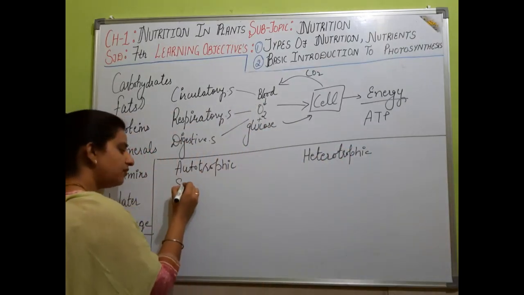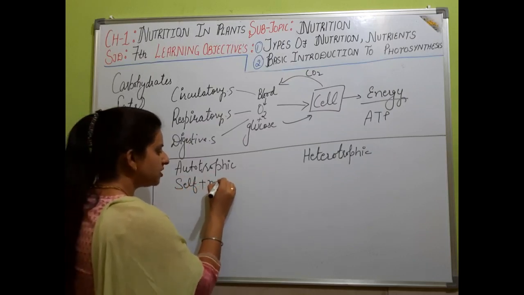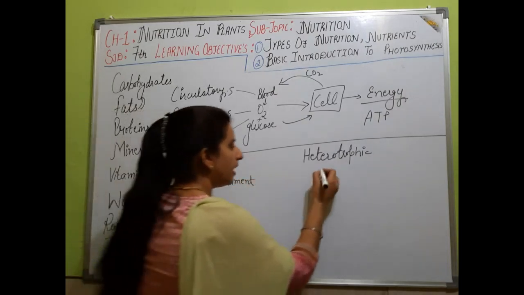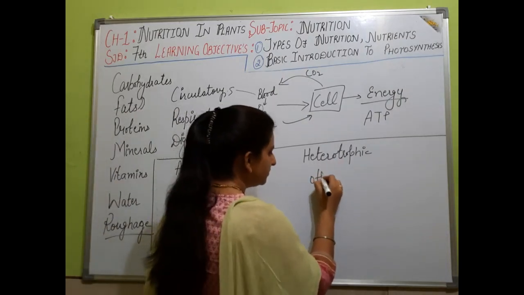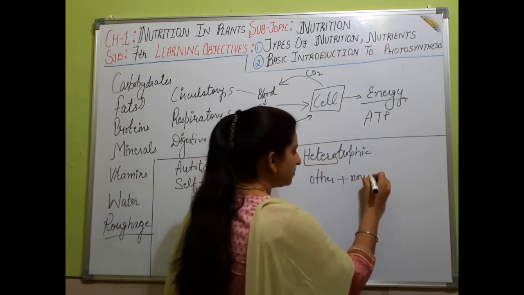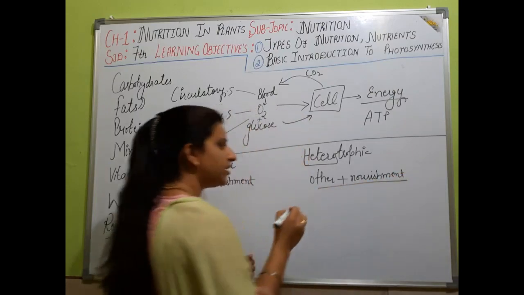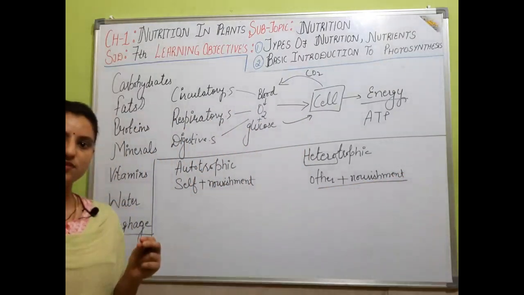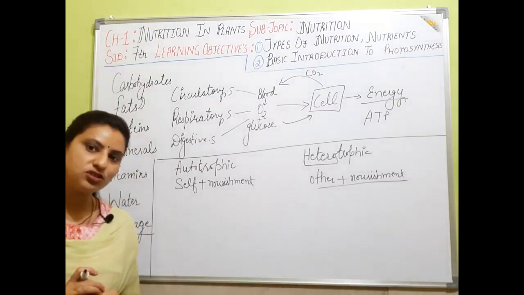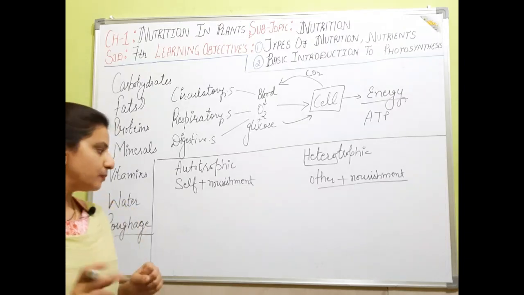Auto means self, we have discussed it earlier also, and trophic means nourishment. Again, hetero means other, and trophic means nourishment. So can anybody guess which organisms present on the earth are capable of producing their own food? I think you all know the answer, and the answer is plants.